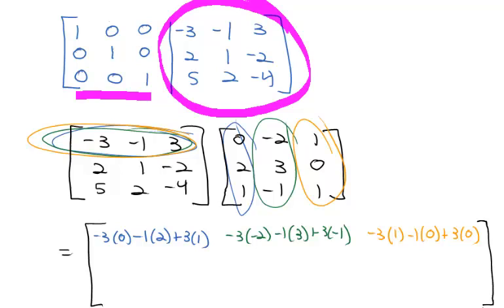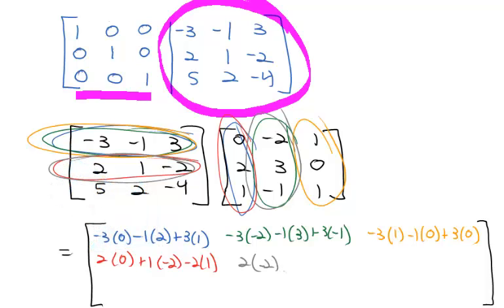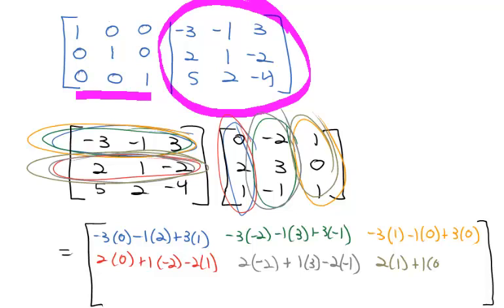Close off the matrix. Continuing on in the second row then, second row, first column, we've got 2 times 0 plus 1 times -2 minus 2 times 1. Then we have second row, second column, we've got 2 times -2 plus 1 times 3 minus 2 times -1. Continuing on, we've got second row, third column, 2 times 1 plus 1 times 0 minus 2 times 1.